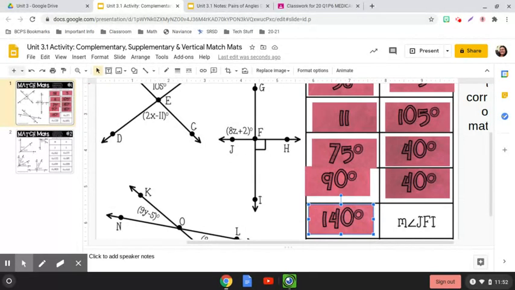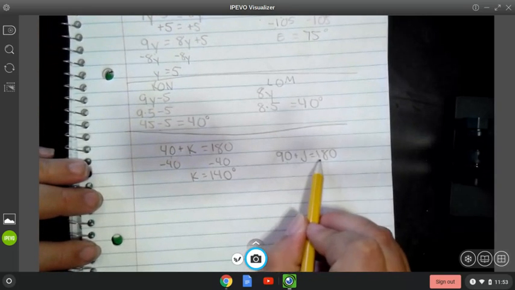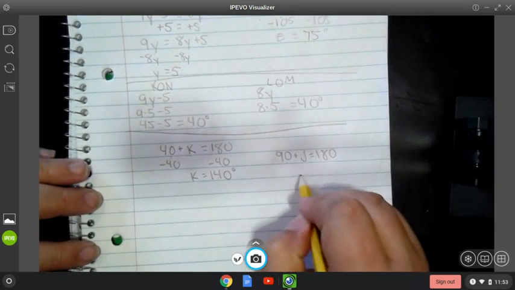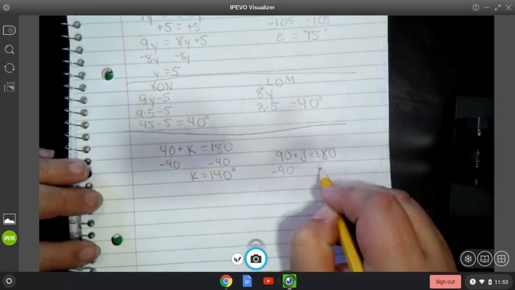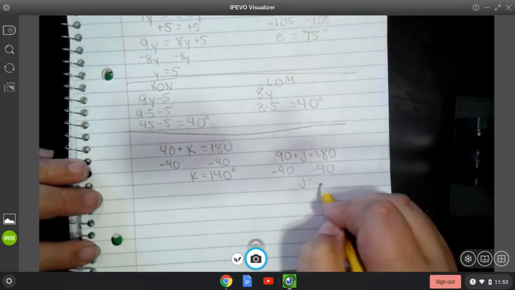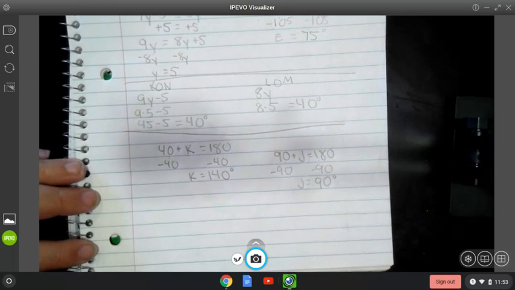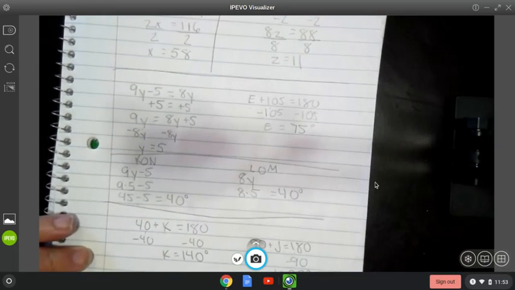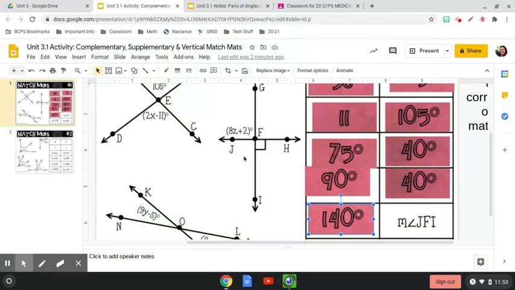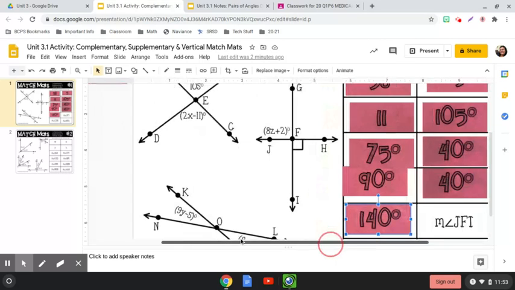So 90 plus blank is going to give us 180. So we know that 90 plus, we'll call that J, equals 180. So right here we have 90 plus J equals 180. So to get J by itself, we'll subtract 90 from both sides. And J is going to be 90 degrees. Awesome. So really, we didn't even have to do any kind of math here because we knew that this linear pair, this degree was already marked. It was already 90 degrees.